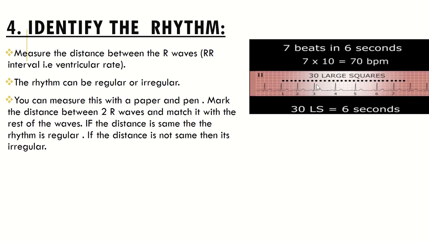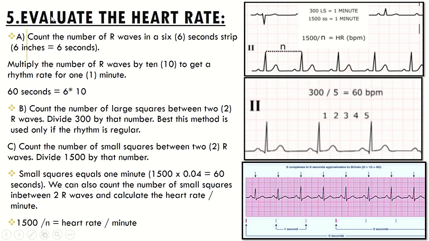Then fit it and see if it is in a correct interval. If so, then the rhythm is regular. If not, then the rhythm is irregular. It's a very simple method. Okay, so the fourth point is you have to identify the rhythm. Then the fifth point is evaluate the heart rate.